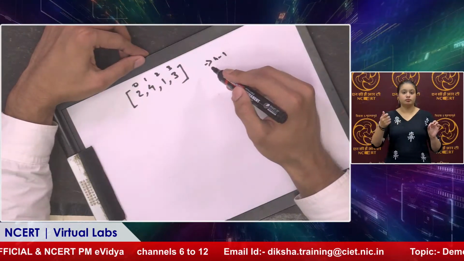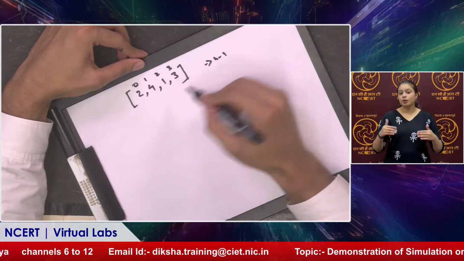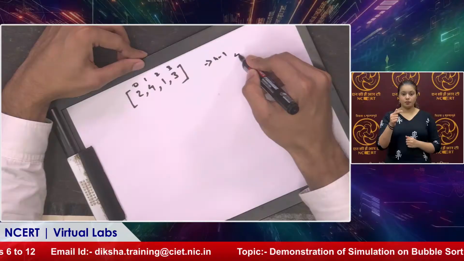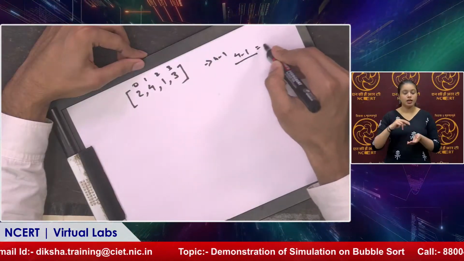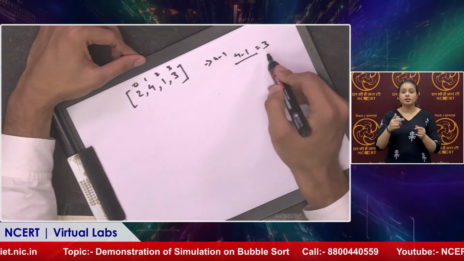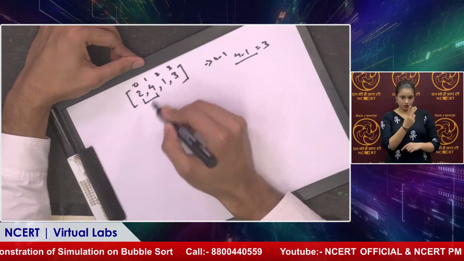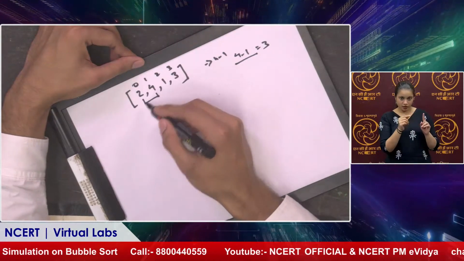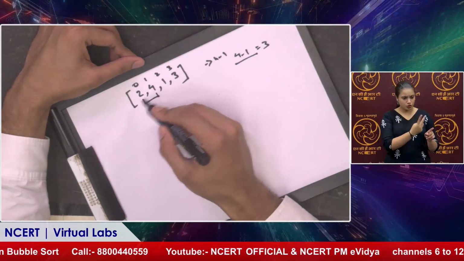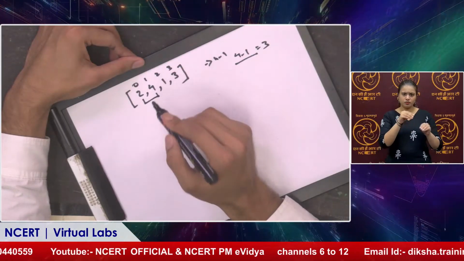So we will go like this, 4 minus 1. It means that the number of passes will be 3. So it will check first the numbers 2, 4. So you can see that 2 is less than 4. So it is already arranged in ascending order.